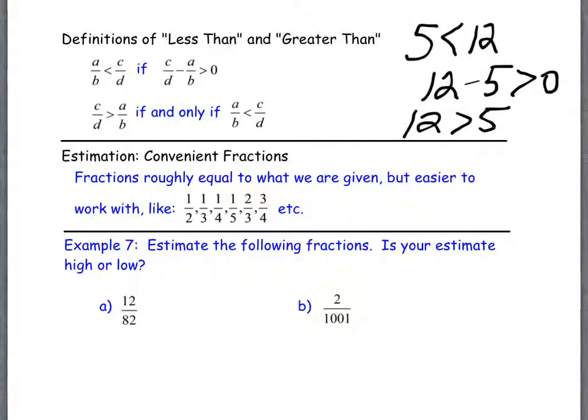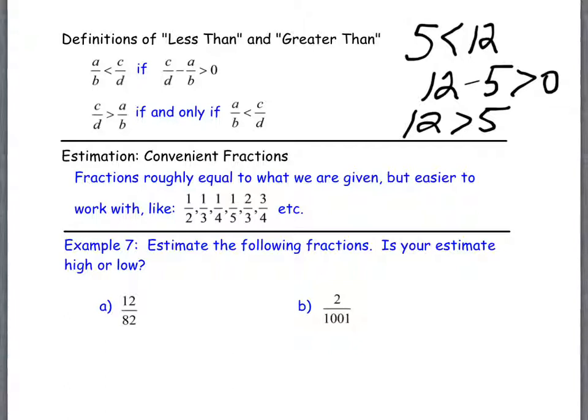It's this idea of approximating to something that's just easier to work with when an approximation is sufficient. We don't need an exact answer. Why not make it something that's easy to work with? So some examples of convenient fractions are 1/2, 1/3, 1/4, 1/5, 2/3, 3/10. You can have 1/10. There are lots of different things that you could have. And as you're looking at these, the questions they're going to ask you are going to look like this: estimate the following fractions. And they're going to ask you, is your estimate high or low?